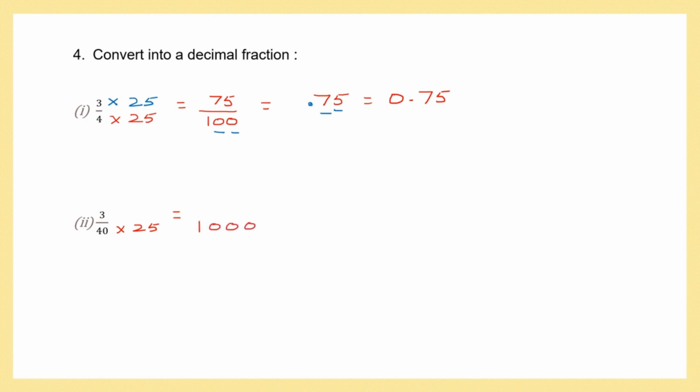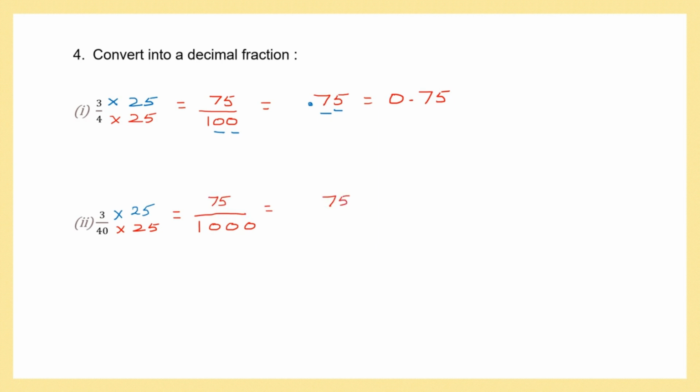4 into 25 is 100. So 40 into 25, I add another 0. So let's go back to the question. Since I multiplied this by 25, I need to multiply the numerator also by 25. 3 into 25 is 75. So let's write the numerator as a whole number.